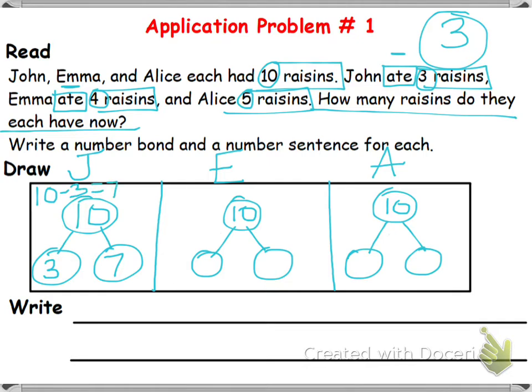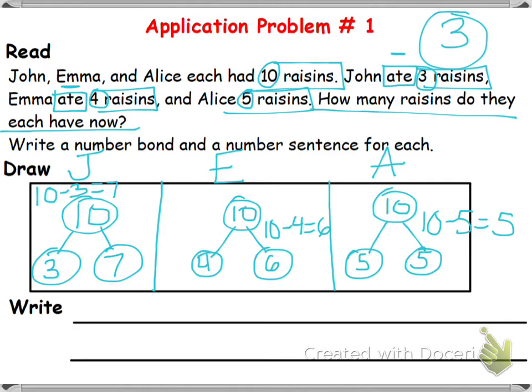Now let's look at Emma's. Emma ate 4 raisins. So 4 is the part. Let's count backwards or down 4 times. So 10, 9, 8, 7, 6. Let's write our number sentence for this. 10 minus 4 equals 6. Now Alice. Alice ate 5. Let's count down. 10, 9, 8, 7, 6, 5. Oh, that's our double. 10 minus 5 equals 5. So how many raisins do they each have now?